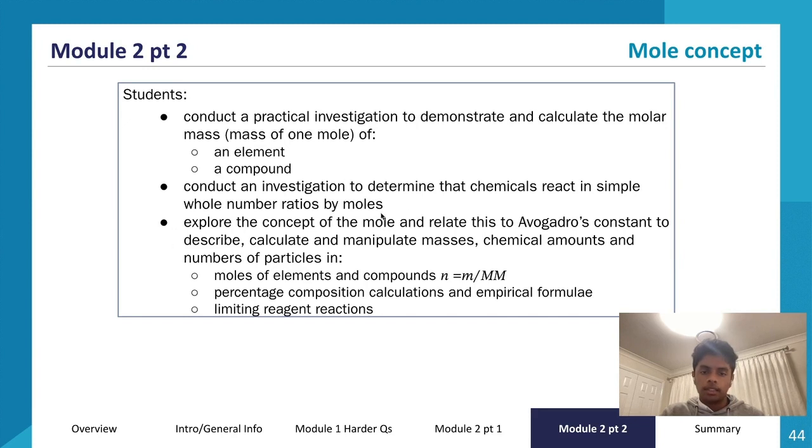Moles, as we'll go through later, are basically a new unit of measurement. We explore the concept of a mole and relate this to Avogadro's constant to describe, calculate, and manipulate masses, chemical amounts, and numbers of particles in moles of elements and compounds. So n equals mass over molar mass, percentage composition calculations, empirical formula, and then limiting reagent reactions as well. Limiting reagent reactions are something you will always have to do no matter what chemical equation you do. We'll go through it in a bit, but just be warned that these three make up the fundamentals of every single bit of chemistry that you'll study for the rest of your high school career.